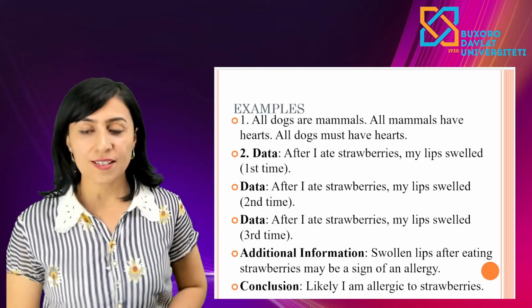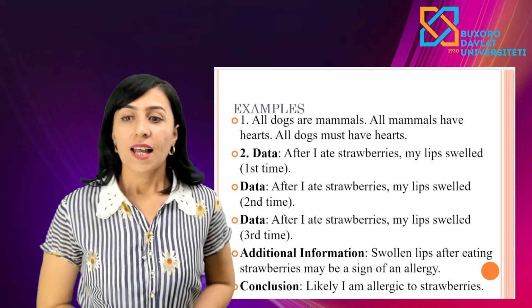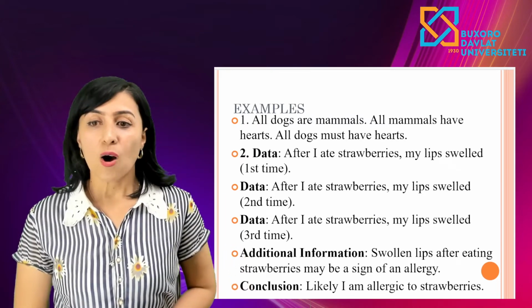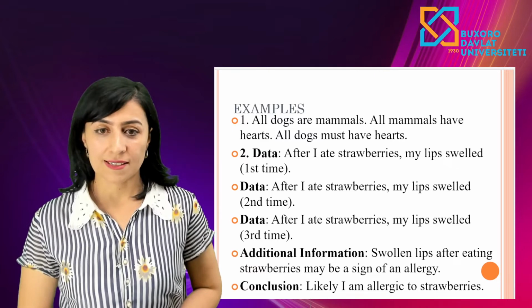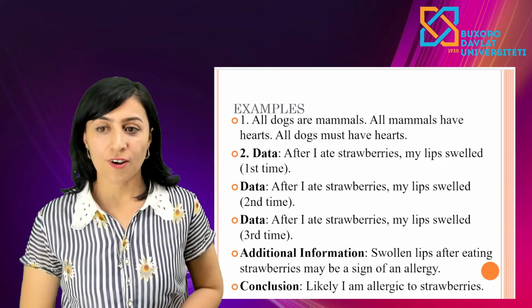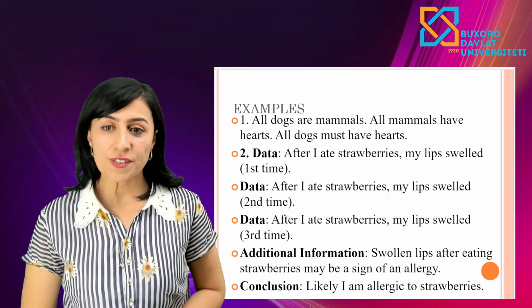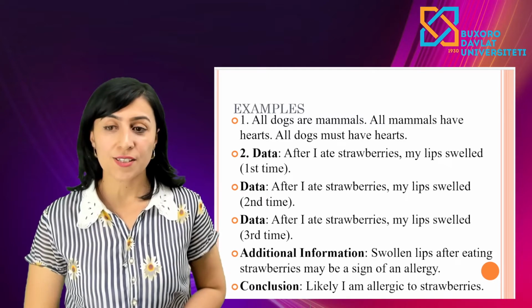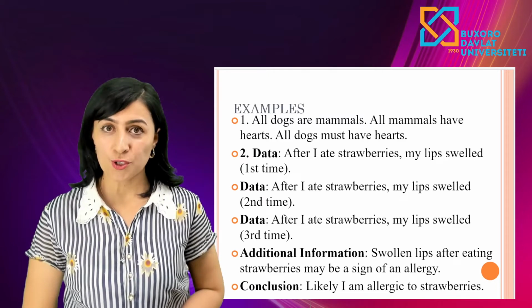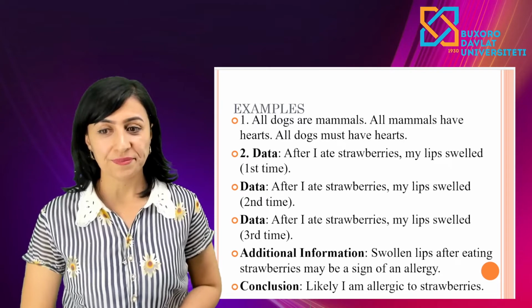Now, examples, this is for you, dear students. The first one is: all dogs are mammals. All mammals have hearts. All dogs must have hearts. So what is this? Inductive approach or deductive approach?